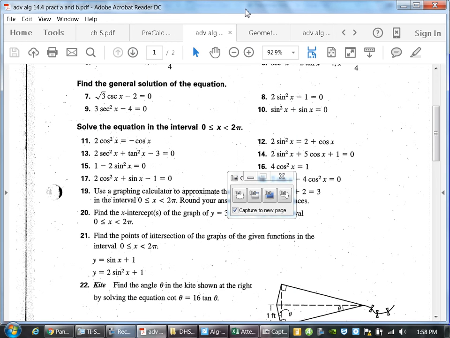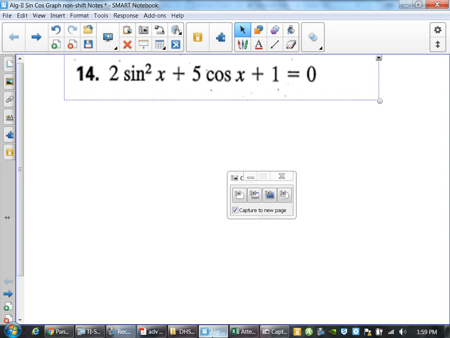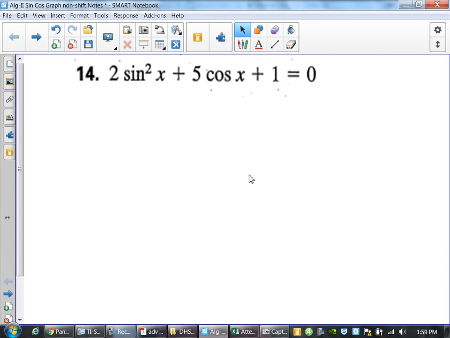Hey guys, 12 and 14 have the exact same trick thrown at them. When you have two different trigonometric things, one of them squared and the next one not, especially if it looks like it might be an identity, rewrite whatever the higher degree one is in terms of the lesser degree.